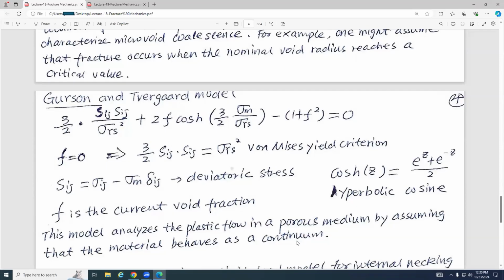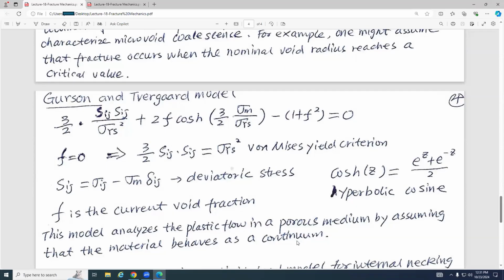So deviatoric stress Sij equals sigma ij minus sigma m delta ij. What does that mean? Sigma m delta ij is this. Right? What is delta ij? Delta ij means that this guy equals 1 if i equals j, and this guy equals 0 if i is not equal to j.